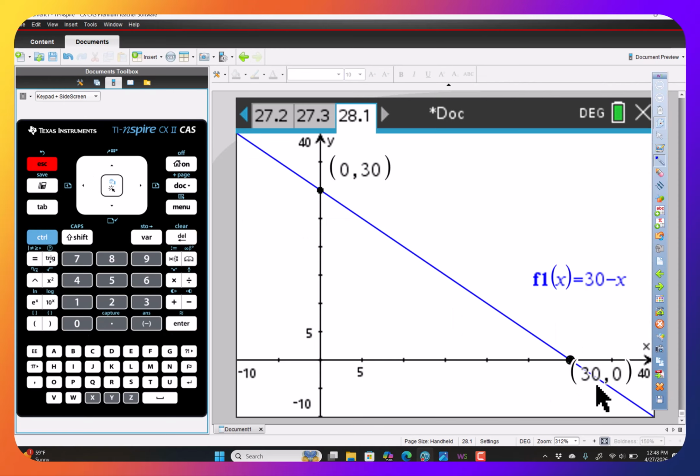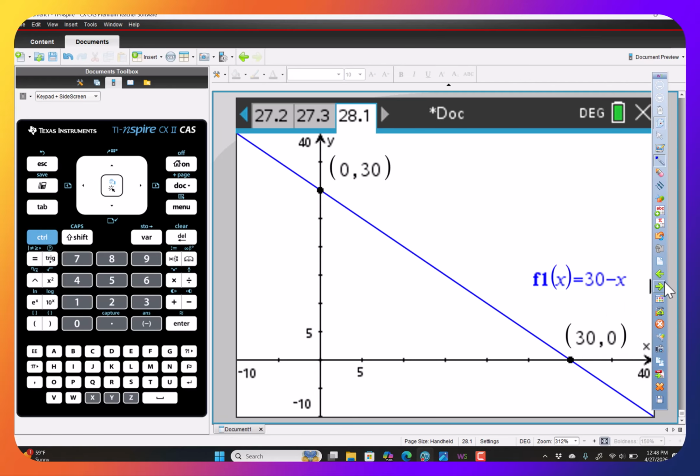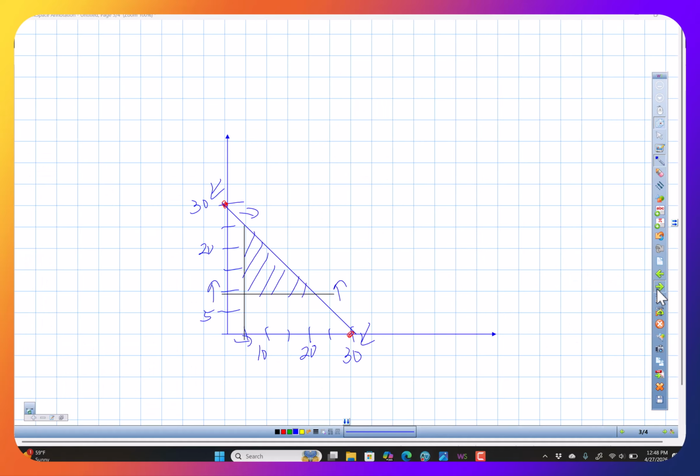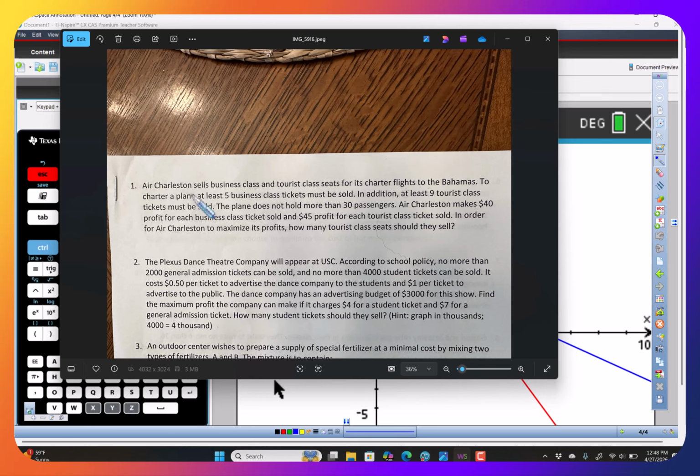And my x-intercept is 30. And then we're going to go do one of the problems in the problem set.